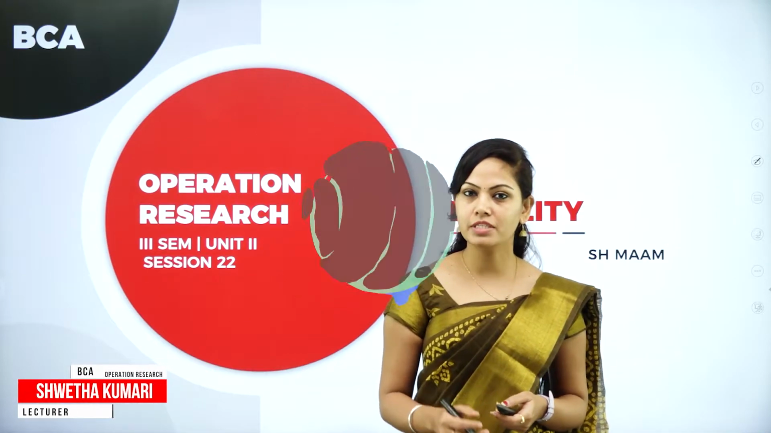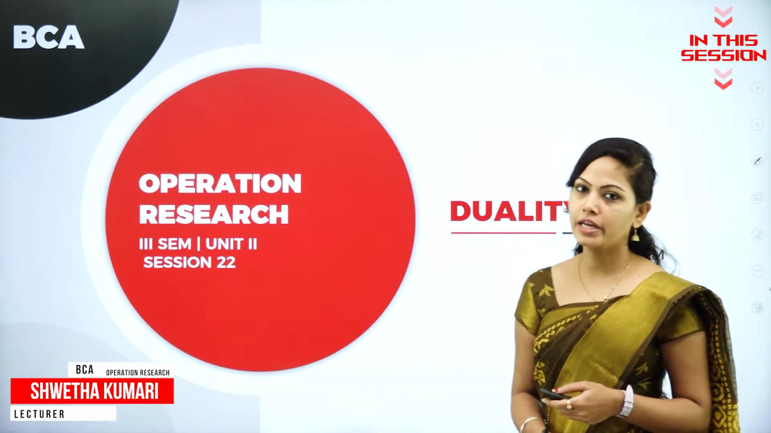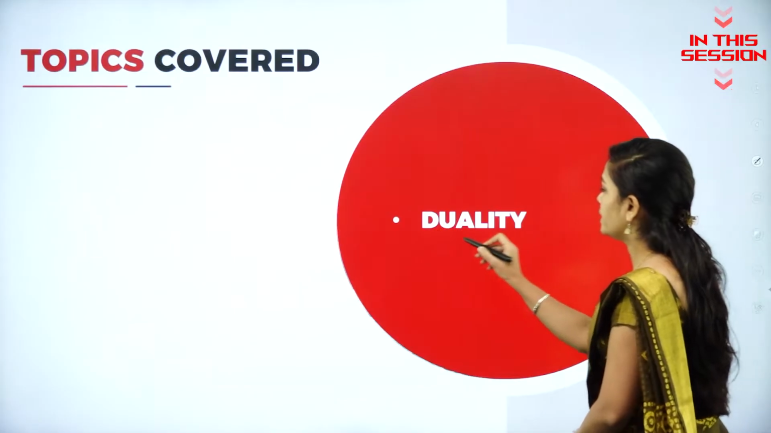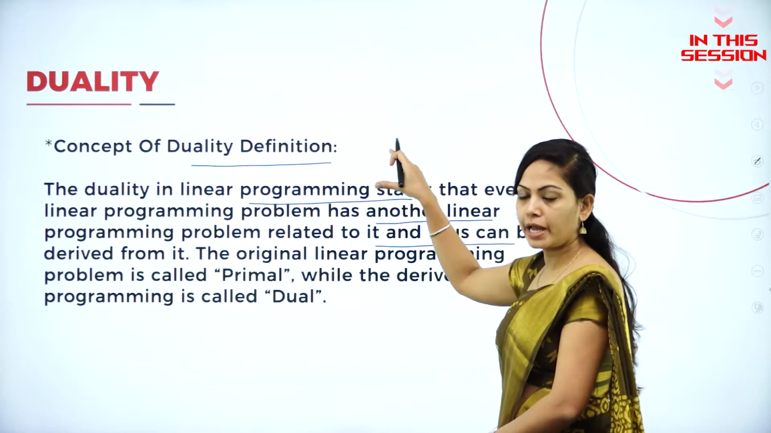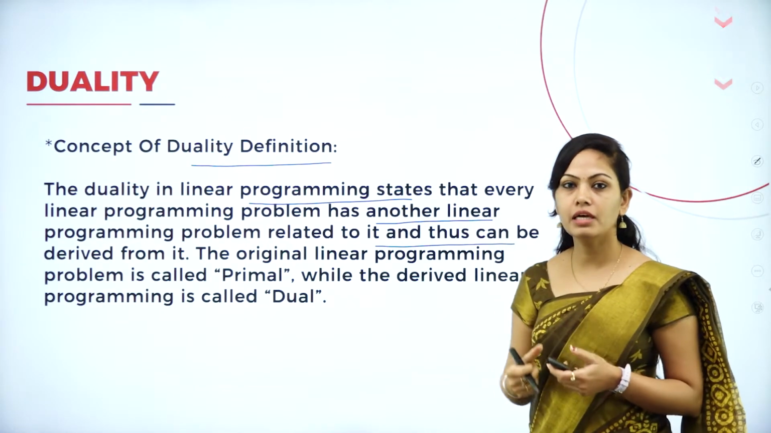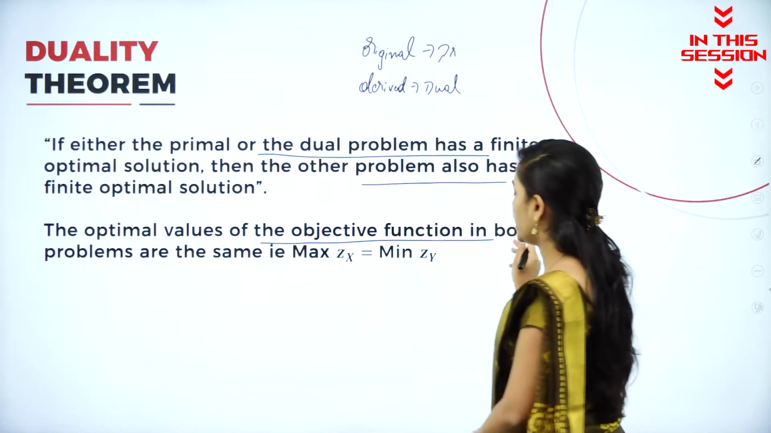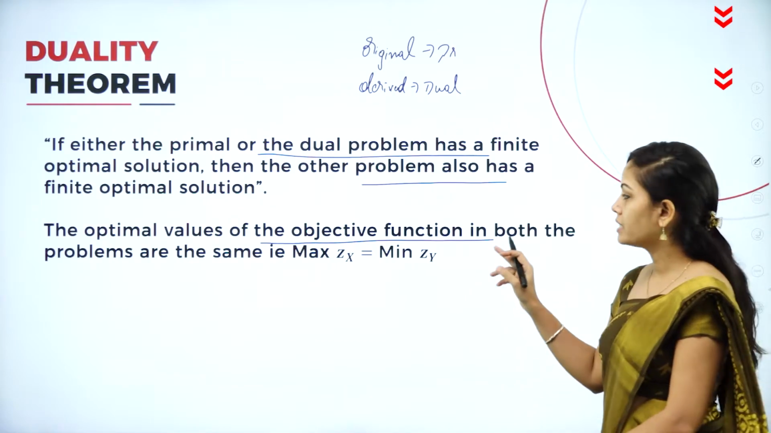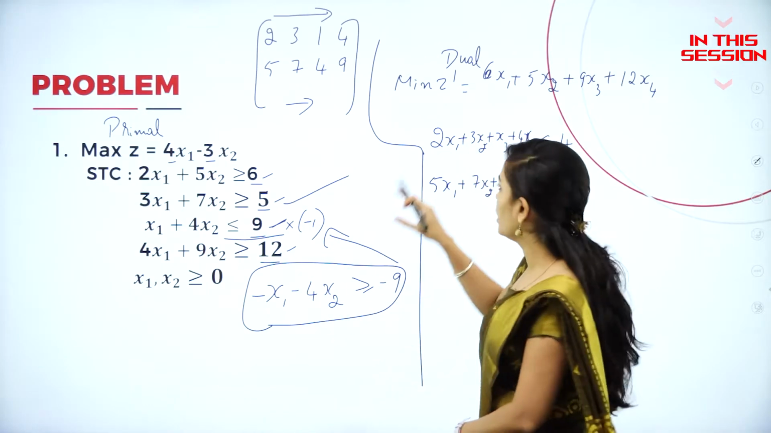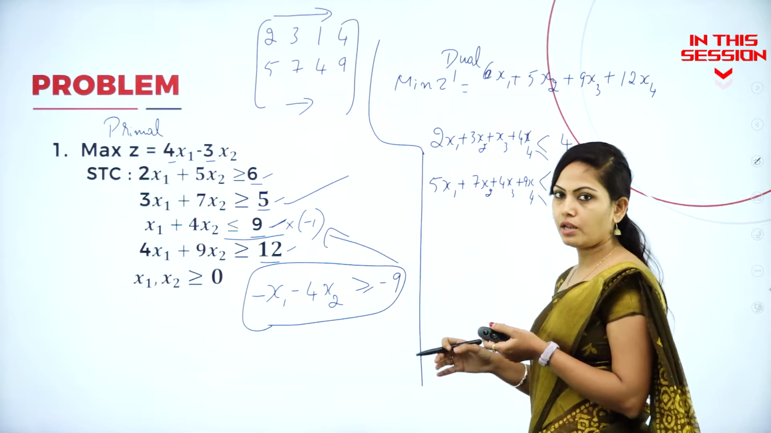So today I will discuss the next concept, very important concept called duality. From one linear program, we can derive another linear program. The optimal values of the objective function in both the problems are the same. After this standard form, you can convert this into dual of this primal problem.